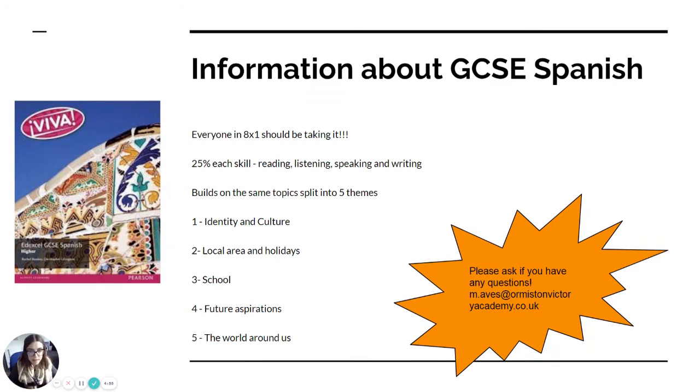Those are the different themes that we study, and you can see on the left you've got a little picture of what the textbook looks like. You might have seen this in my classroom, so some of you might have had a little flick through it. If you've got any questions about GCSE, please do ping me an email and ask. I would much rather answer the same question loads and loads of times, and it means that you're making a really informed decision rather than just guessing that you want to do Spanish. I'd rather give you the info so you really know that you're making the right choice.